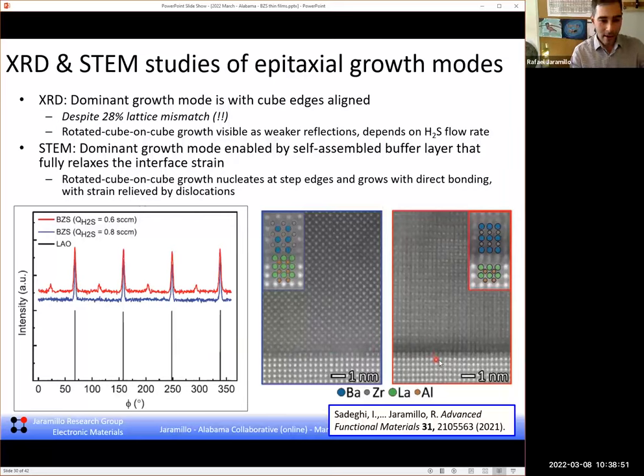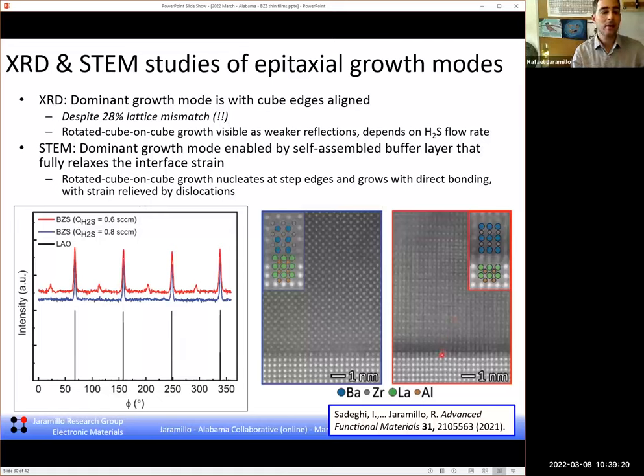Now, when we can find step edges in the substrate, then we do see this strained root two epi, where you have the BZS growing along the hypotenuse of the LAO. And that material is much less beautiful because, if you remember, there's still a pretty significant lattice constant mismatch there between LAO and BZS. And so we get this much less beautiful material. And that happens at step edges.